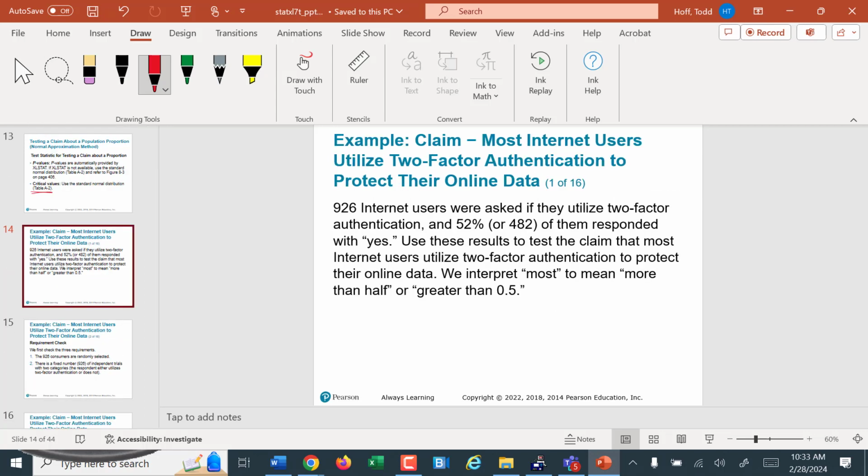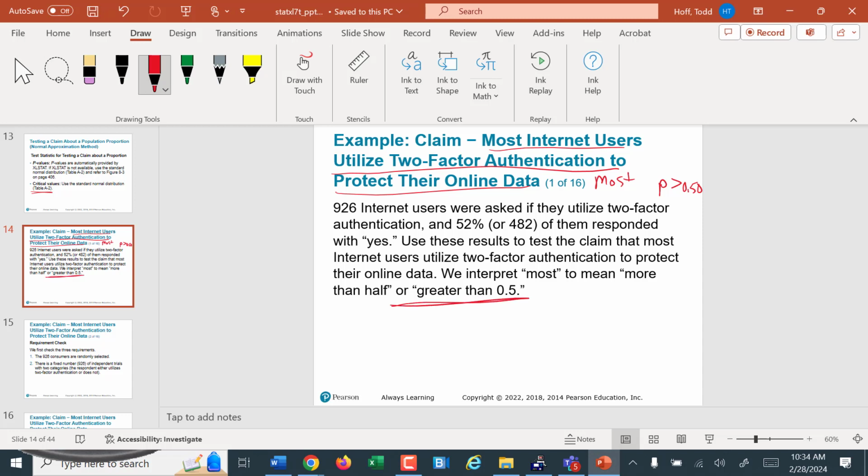So, an example claim here. The claim is most internet users utilize two-factor authentication to protect their online data. Most is saying more than 50%, or a proportion of more than 0.5. So greater than 0.5 is what that is telling us.